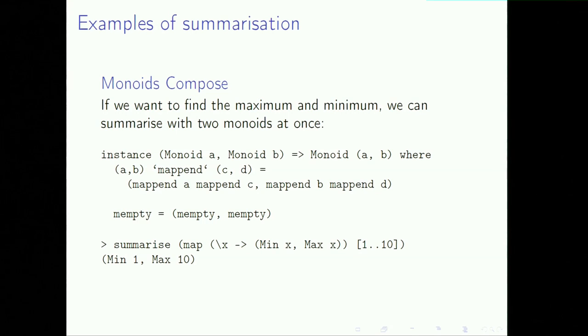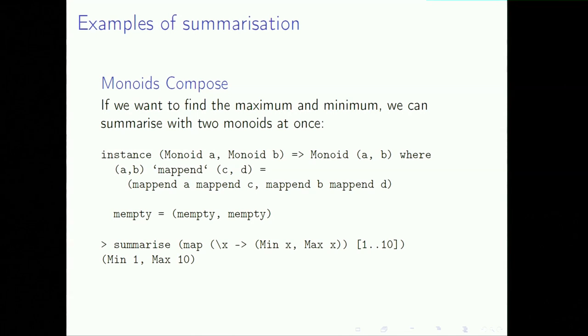Given any two monoids, I can form another monoid out of them by taking the product, or the pair, of both of these monoids. Pairing is described in Haskell by just using a tuple of two types. We have a monoid instance here that assumes that both the left and the right types of the tuple are monoidal, and then the mappend operation just operates over it pairwise. So I can now summarize over this. I've got a list here of 1 to 10, and if I replace every element in this list with a tuple of Min and Max, so we're going to get Min 1, Max 1, Min 2, Max 2, and so on, when I apply summarize over that, we collapse all of this information down to just get the minimum and the maximum from the list.